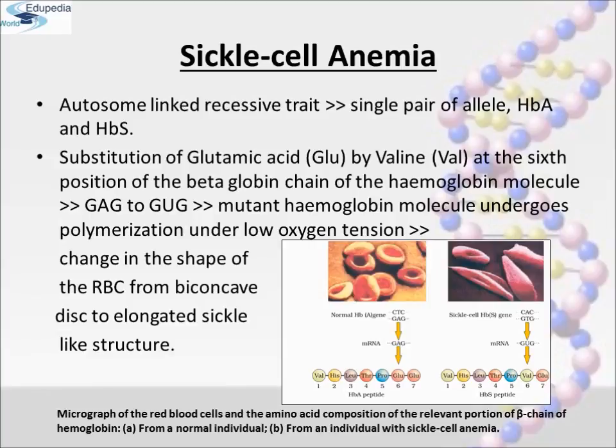These are micrographs of red blood cells and the amino acid composition of the relevant portion of the beta chain of hemoglobin. Figure A is from the normal individual, and figure B is from an individual with sickle cell anemia. Here you can see that in the normal individual, in the 6th position, glutamic acid is present, and in the 6th position in the sickle cell anemic patients, valine is present.